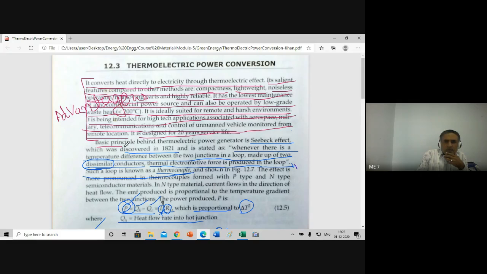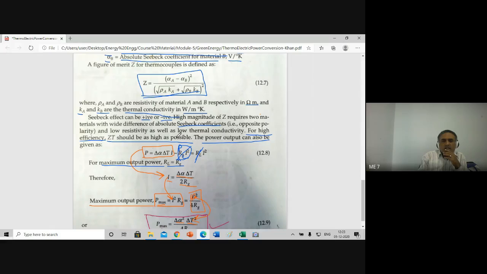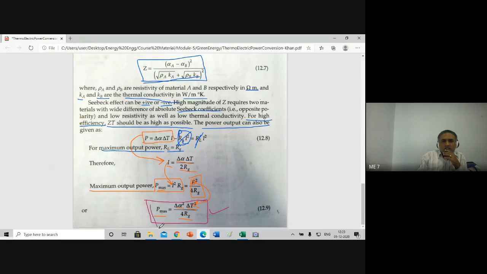And the basic principle of thermoelectric power is the Seebeck effect. So that is this one. This is the basic principle. And the equation is this one: P is equal to QH minus QC, that is equal to I square R. Further, finally this is the equation: P maximum equals alpha square delta T square by 4R. So this much today you practice it.